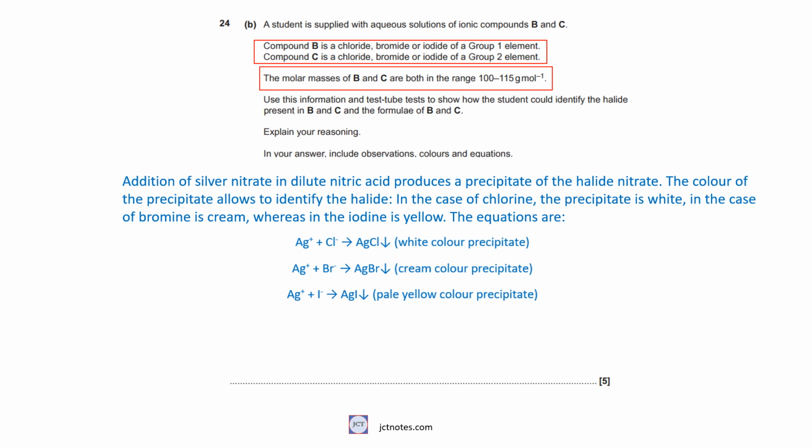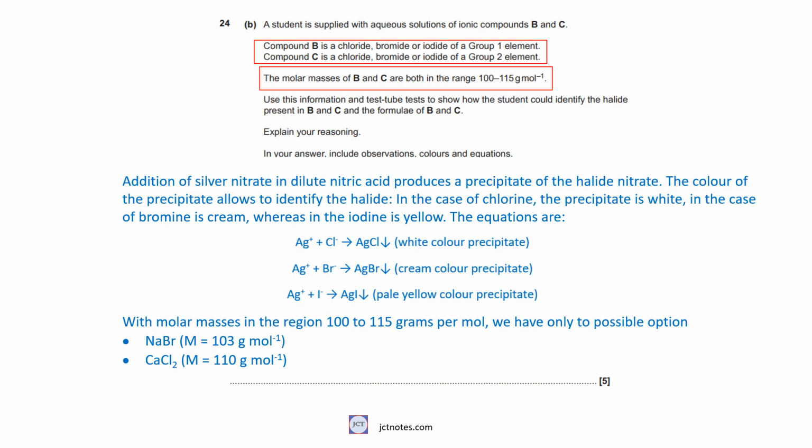With molar masses in the region 100 to 115 grams per mole, we have only two possible options: sodium bromide with molar mass of 103, and calcium chloride with molar mass 110. All the other possible halides are outside this region.